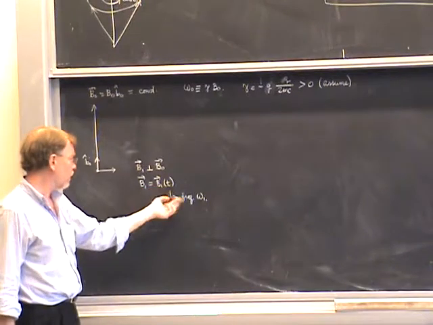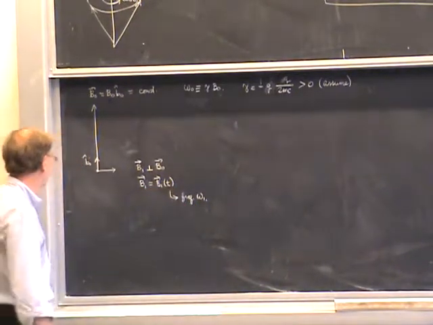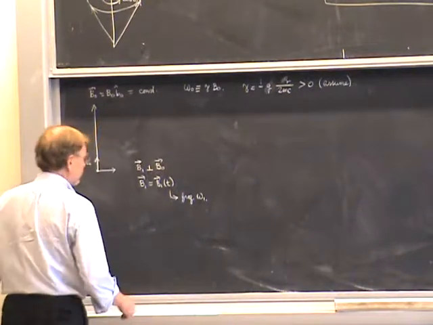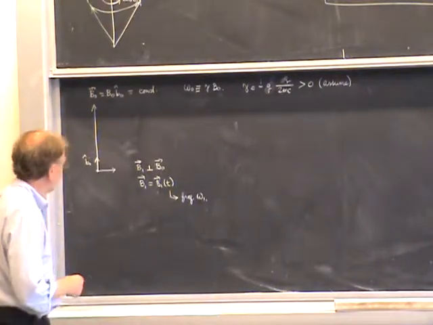So this is a lower frequency. In fact, this is an RF frequency. It's applied here, the frequency of omega 1. All right. So this is the B1. This is the basic setup here.